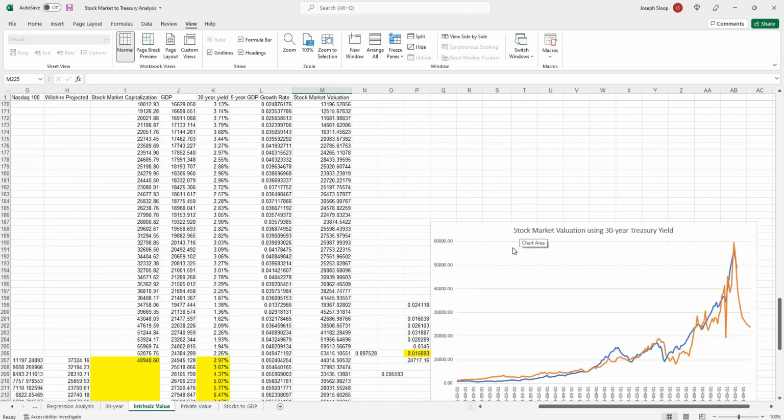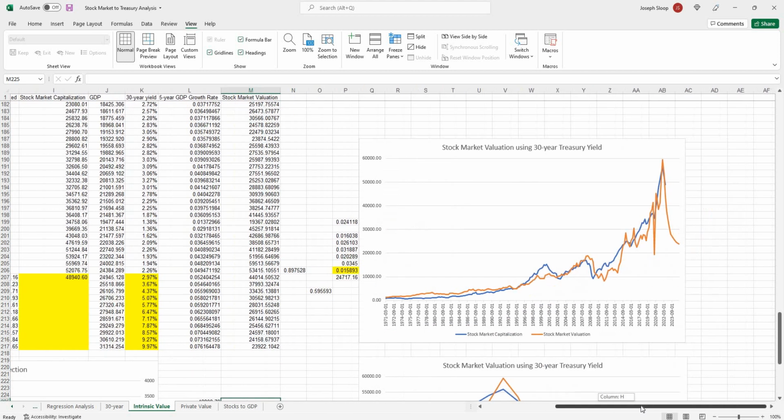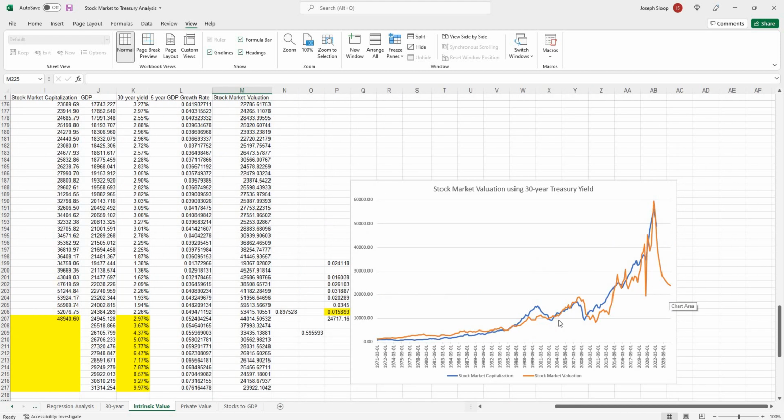So let me go down here and show you my interest rate valuation model, which is in orange, against the stock market capitalization in blue. And you can see here how, based off of interest rates on the 30-year Treasury, GDP growth, against the actual stock market capitalization, how stocks basically trend with the interest rates.